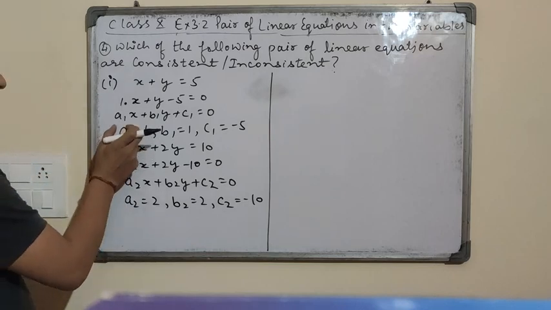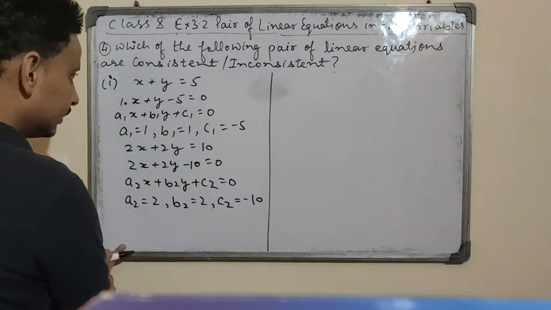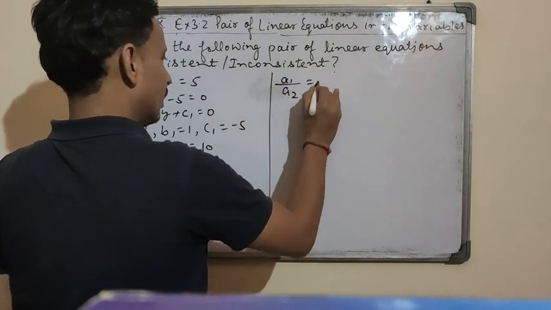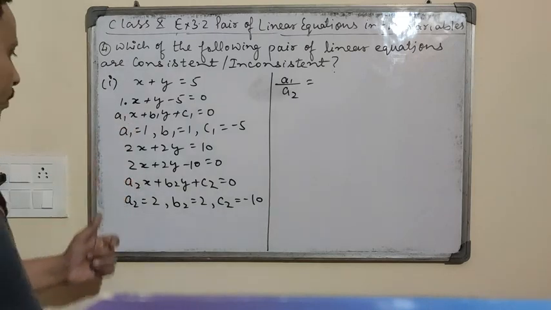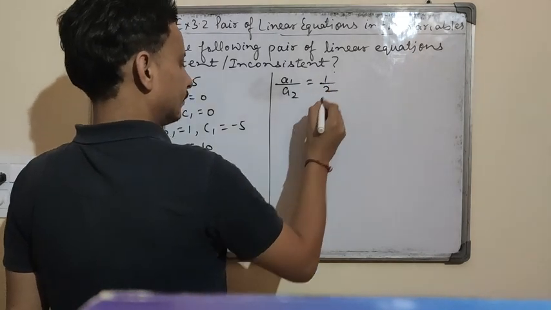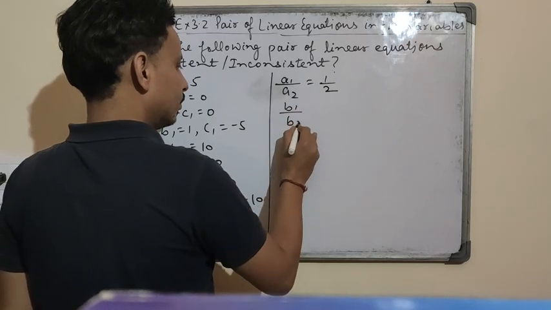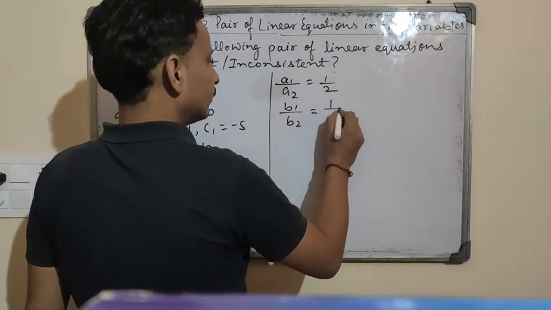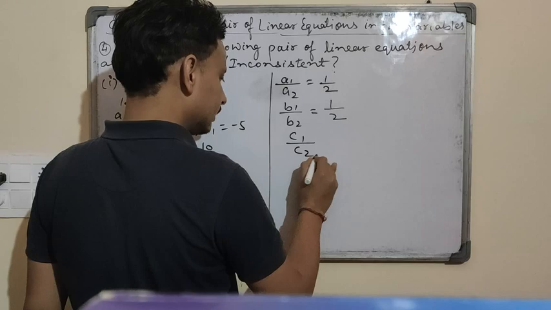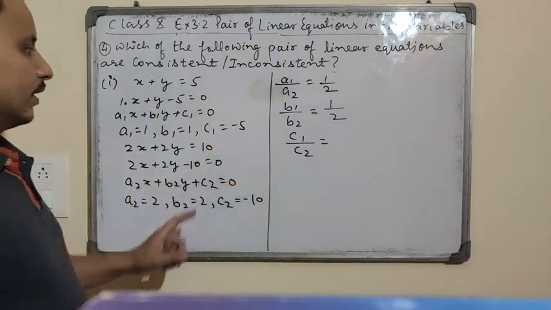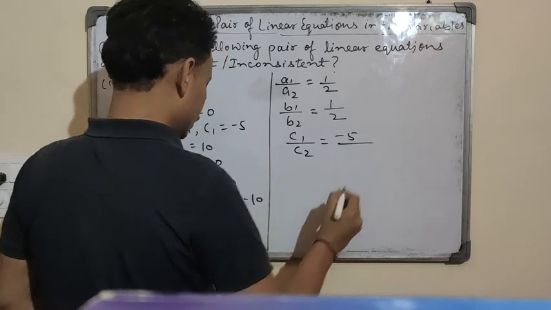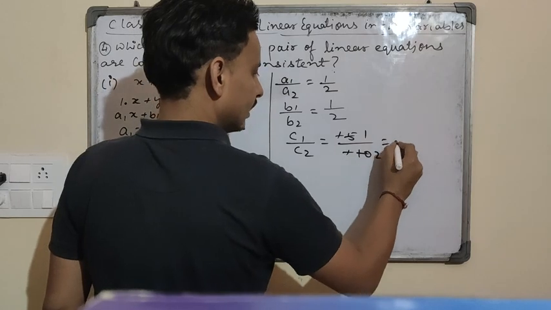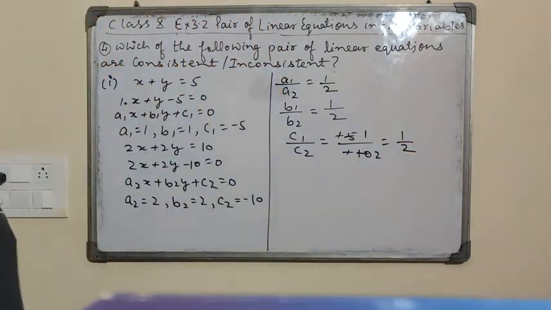Now we have the coefficients a1 b1 c1 and a2 b2 c2. Now what we have to do is find a1 upon a2. This is 1 upon 2. Then we will find b1 upon b2. What is b1? b1 is 1 and b2 is 2. Then we will find c1 upon c2. c1 is minus 5 and c2 is minus 10. So minus and minus cancel out and we have 1 upon 2.